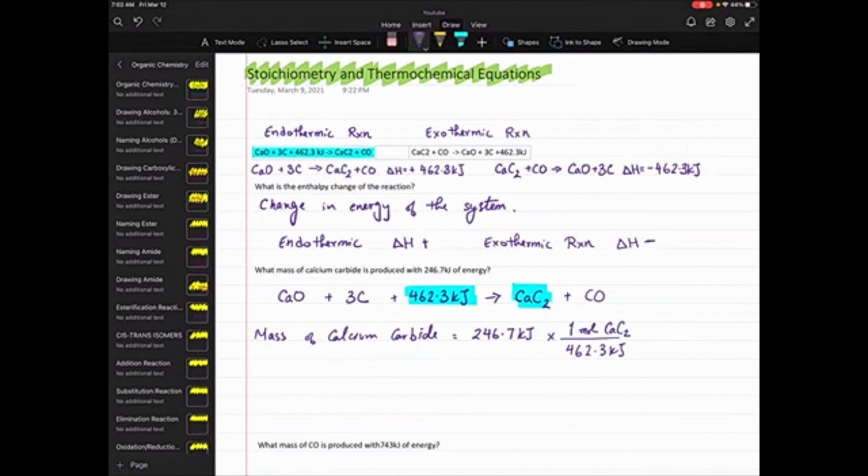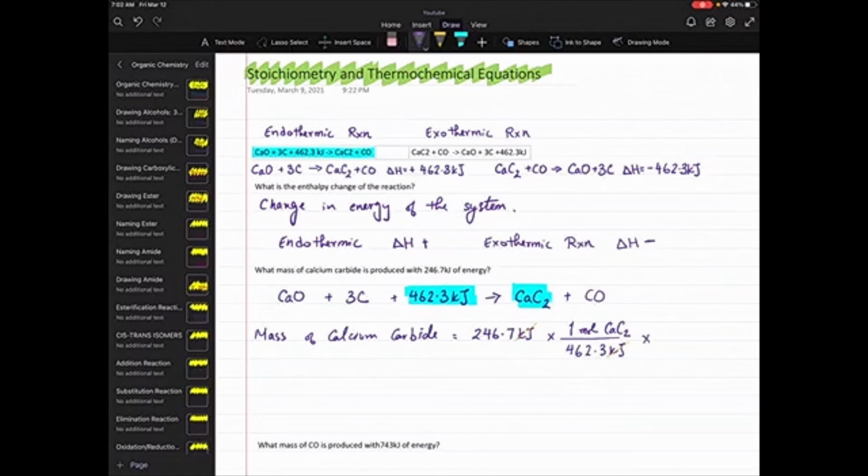So 1 mole of calcium carbide is produced when we consume 462.3 kilojoules of energy, so this is our conversion factor. When we solve this, we will be able to cross out the kilojoules and the kilojoules. The answer will be in terms of calcium carbide, but it will be the moles. We want to convert it into mass. So we have to multiply it.